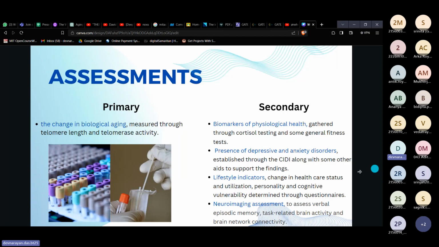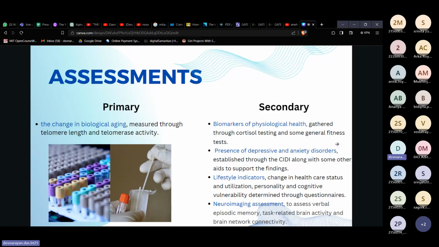Then we have presence of depressive and anxiety disorder, which were established by using CIDI, that is Composite International Diagnostic Interview, which also used methods and tools such as life chart method, Beck Anxiety Inventory, and Fear Questionnaire to assess the severity of their disorder.